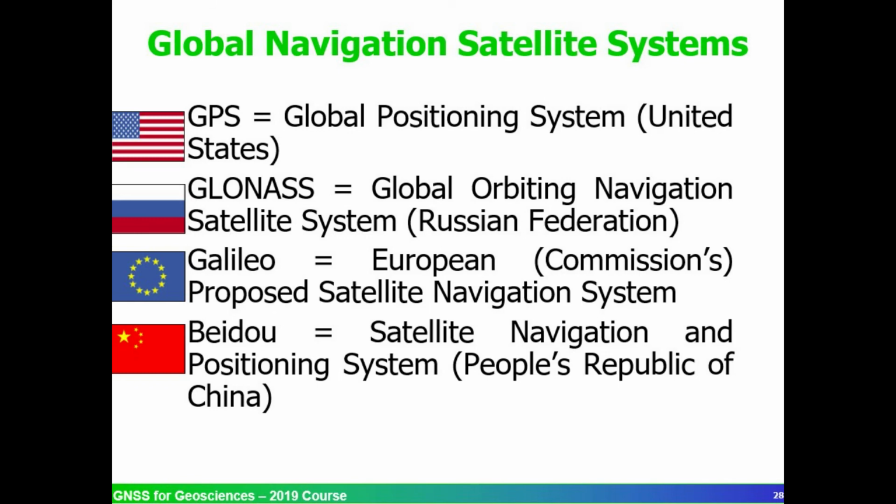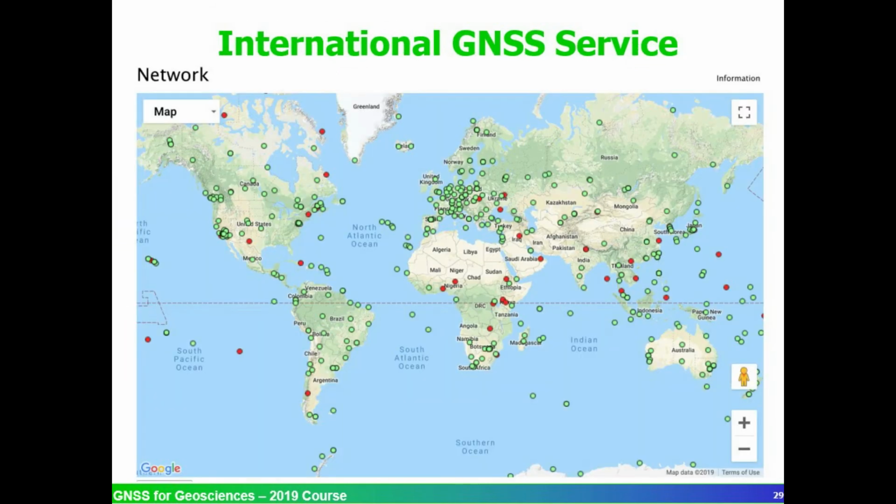Global Navigation Satellite Systems: GPS, Global Positioning System, USA; GLONASS, Global Orbital Navigation Satellite System, Russian Federation; Galileo, European Commission proposed satellite navigation system; Beidou, Satellite Navigation and Positioning System, People's Republic of China. International GNSS Service.